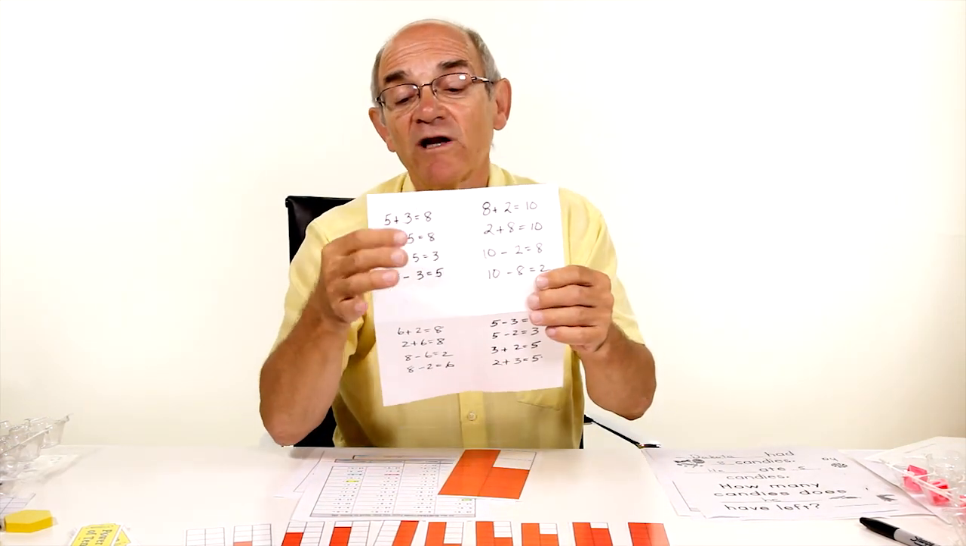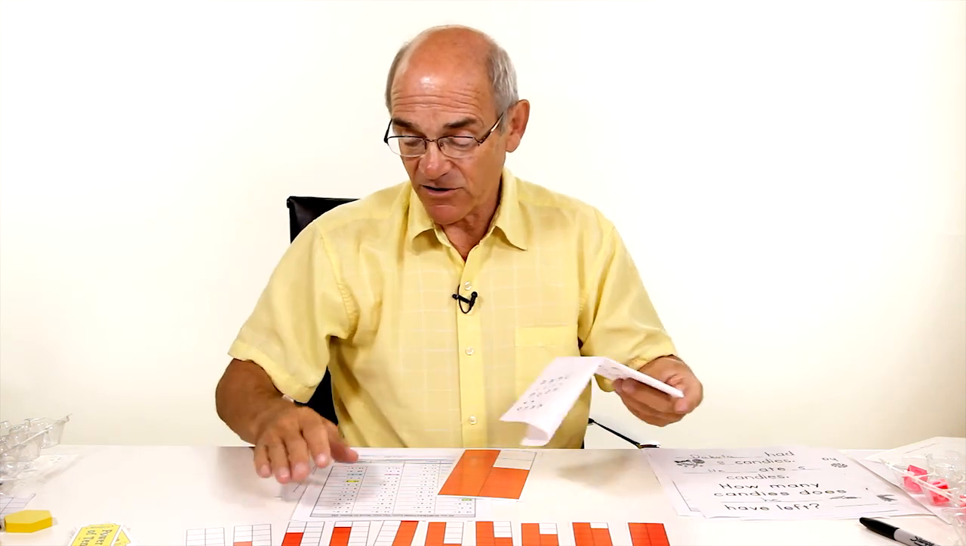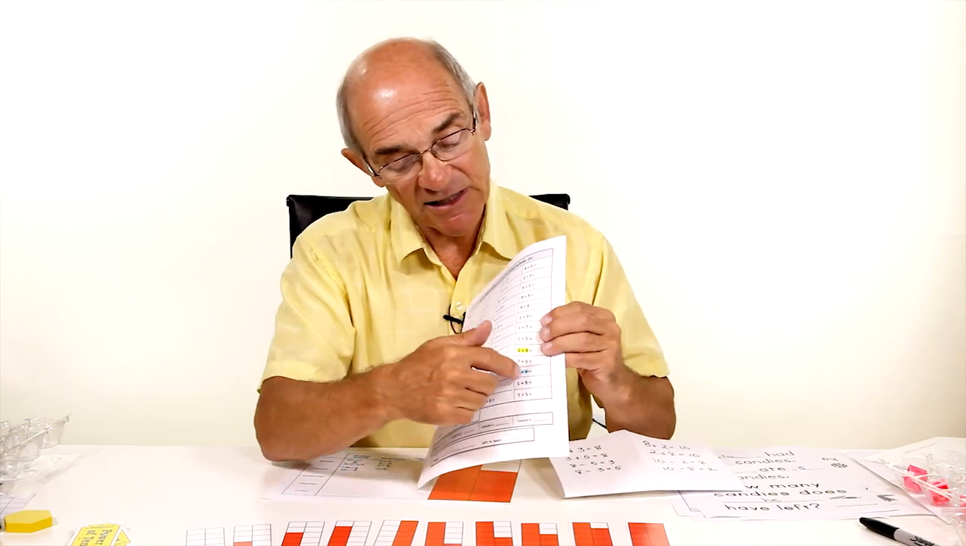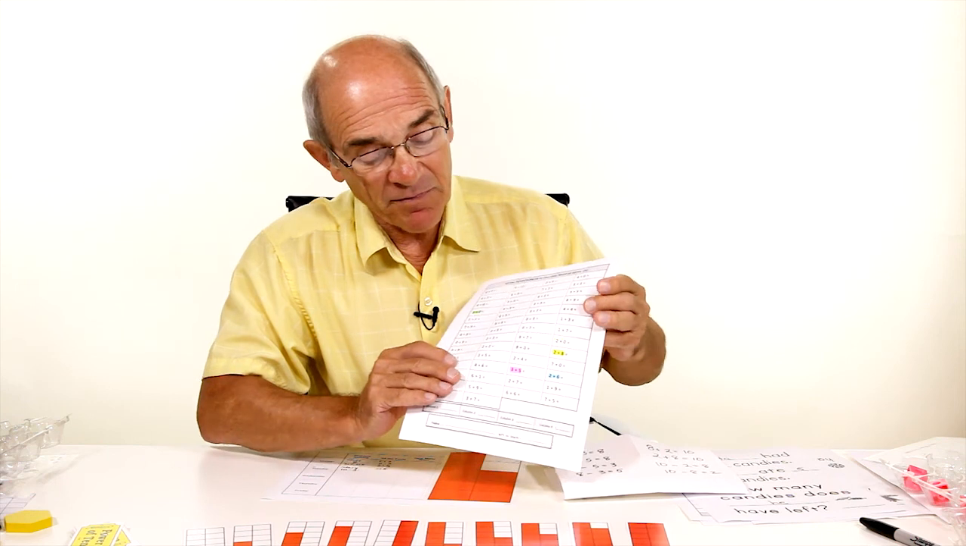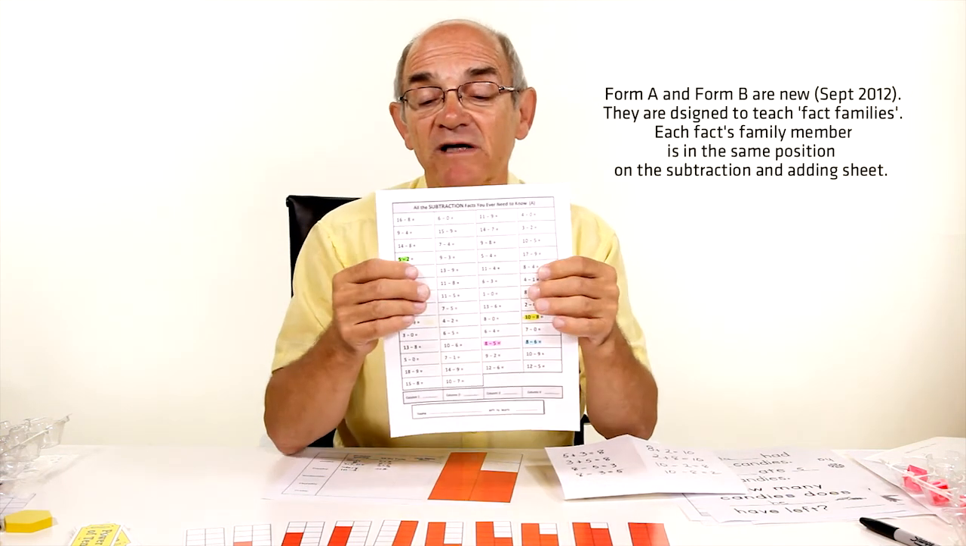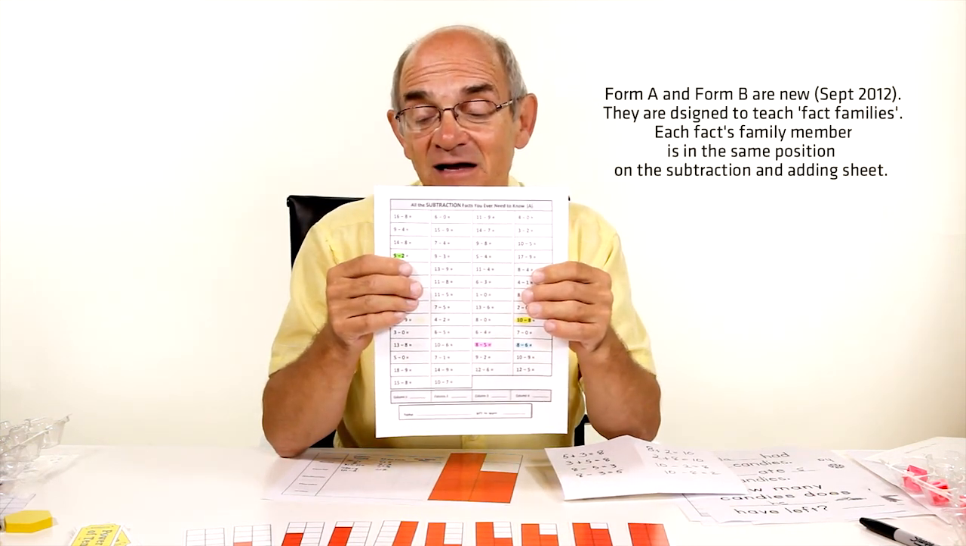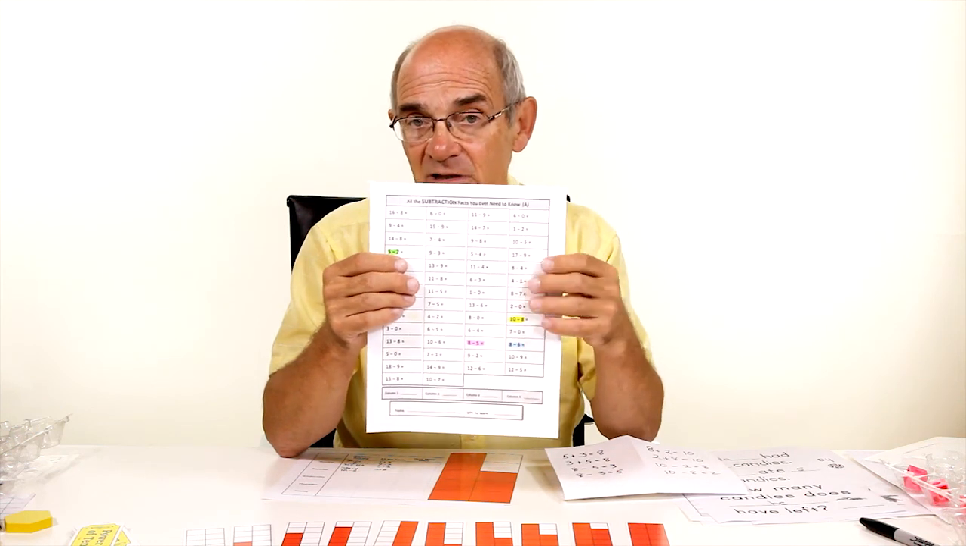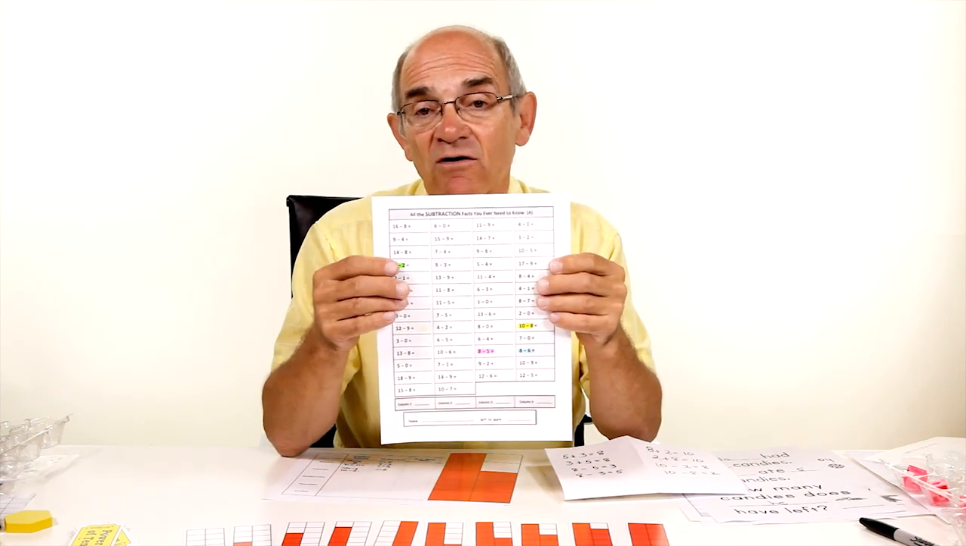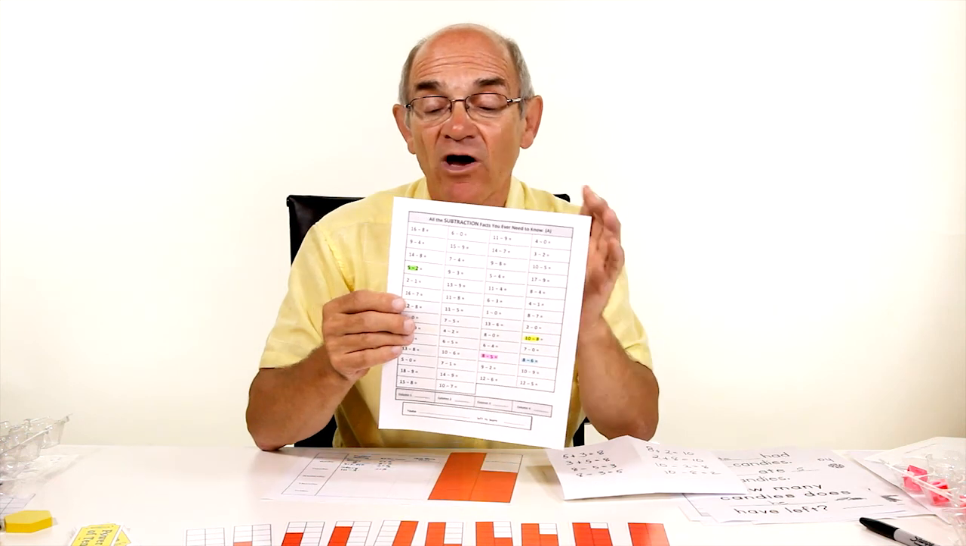And for every one of these families, there will be 2 of these on this sheet. So for example, what I've got here is the 2 plus 6, the 2 plus 8, and then I've got the 3 plus 5, and the 3 plus 2. Now on the new form of the All the Facts sheet, it turns out that if you have these questions colored in here, on the back will be the other member of the fact family, in exactly the same position. That's Form A. Forms B through I, they will not be in the same position.